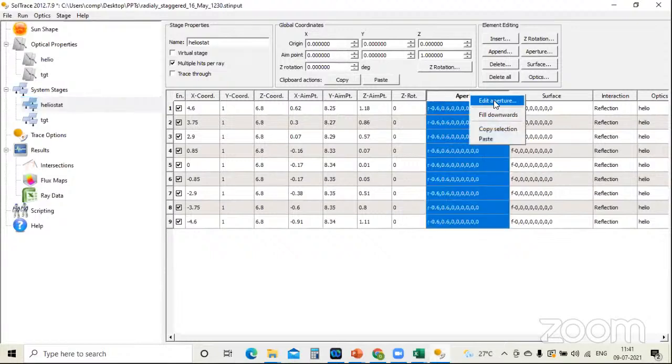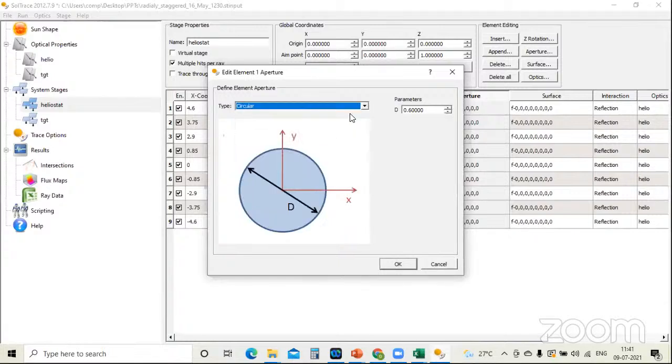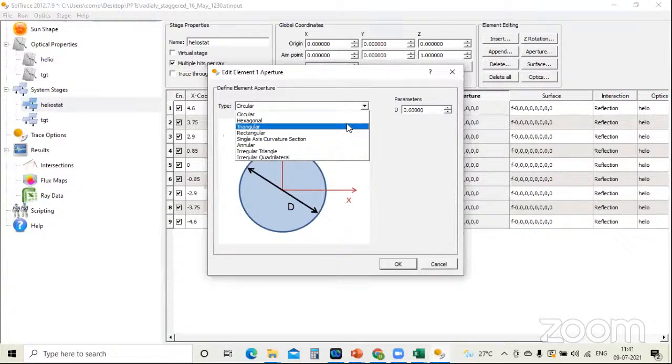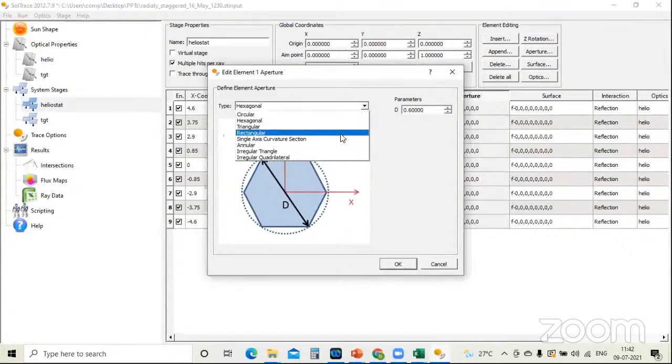So here there are aperture shapes, different shapes are there. Now we have used the rectangular heliostat, so the aperture shape is rectangular. It may be different, either circular or hexagonal. So according to the shape of your heliostat, you can change it and give the shape accordingly.